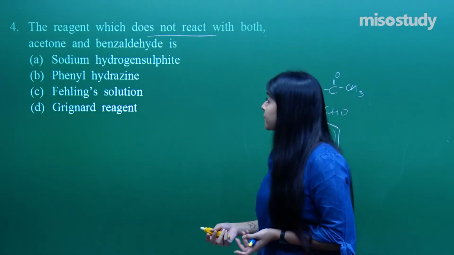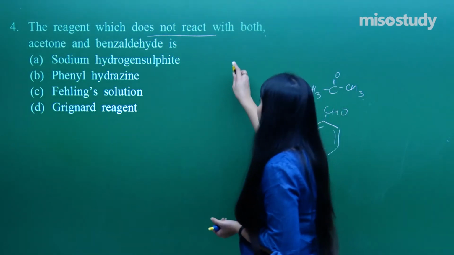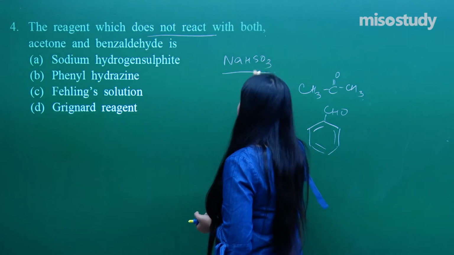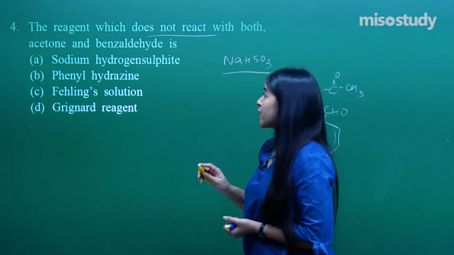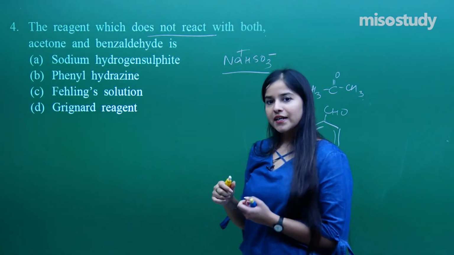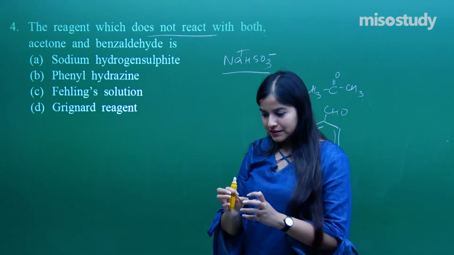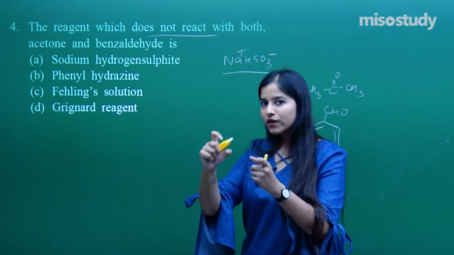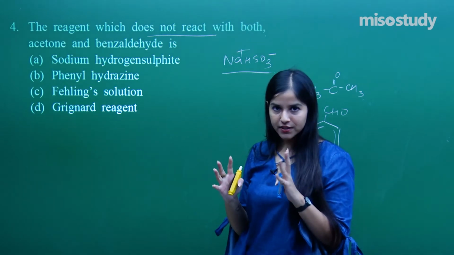So sodium hydrogen sulfite, NaHSO3, what kind of a reagent is it? Basically it has polarities Na plus and HSO3 negative, that is how it breaks. Since it has two ions, it will require a polar molecule to get attached.